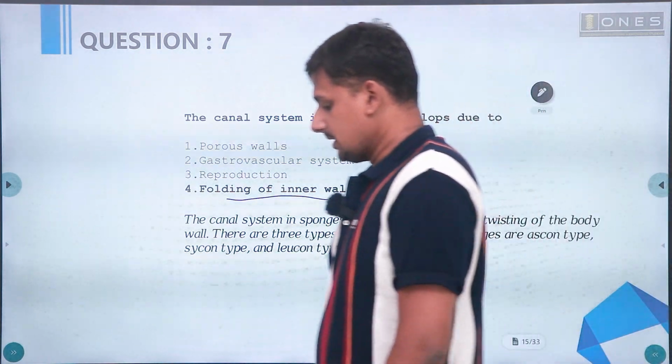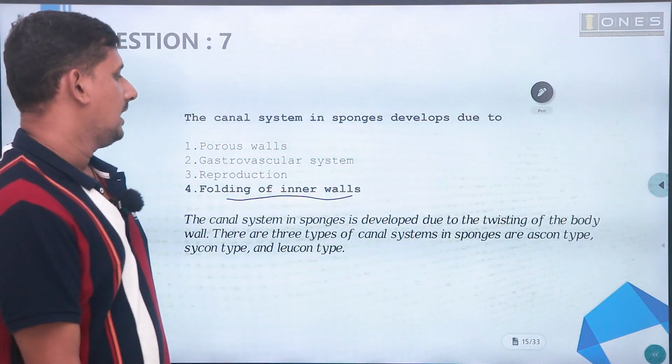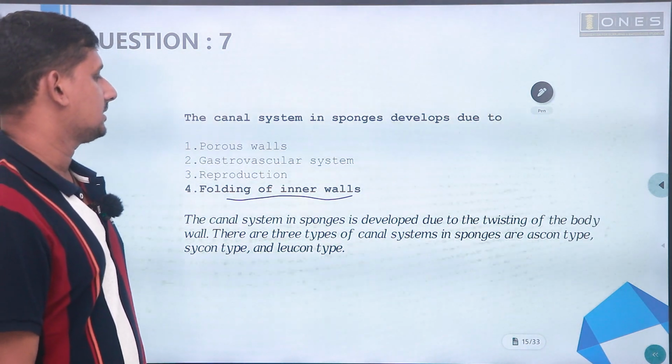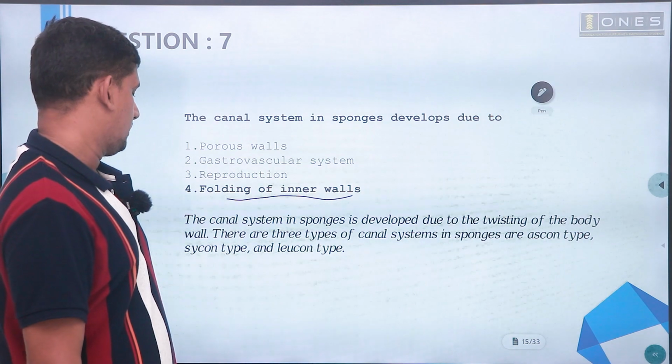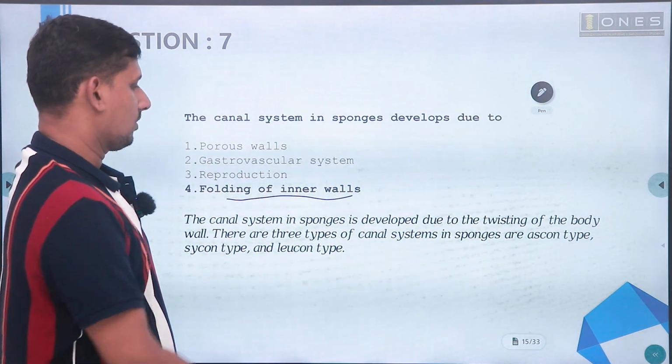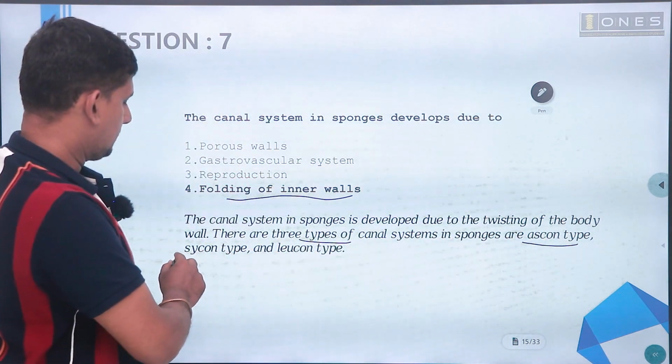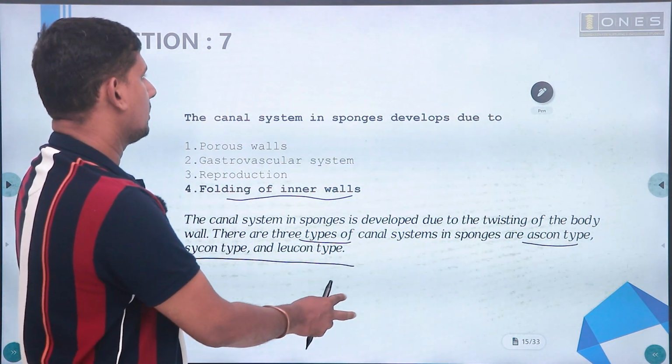So the canal system in sponges developed due to the twisting of the body wall. There are 3 types of canal system in sponges: Ascon type, Cycon type and Leucon type. So 3 types of canal system are there. One Ascon type, next one is Cycon type and third one is Leucon type.